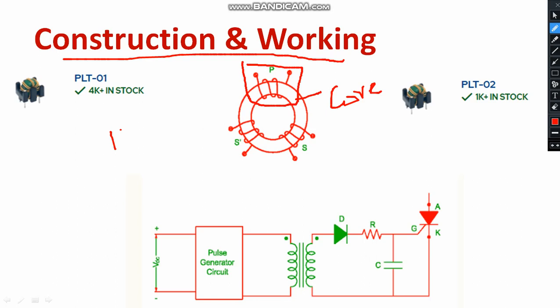Normally the ratio will be taken as 1:1, primary and secondary. So that means primary and S dash, you can write 1:1. Primary and S, that will be 1:1. Suppose you are considering multiple windings, we can write 1:1:1, like this you can mention. This is also possible. The ratio can be made like this also. Clear? If you look at the number of turns at primary and secondary, both are identical.